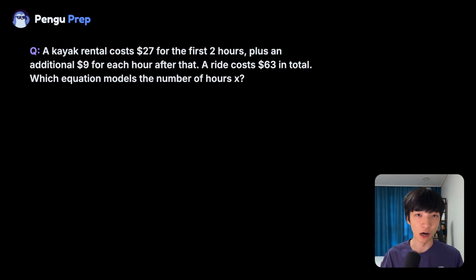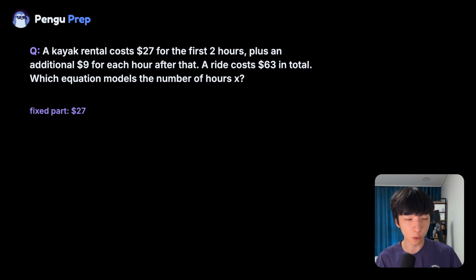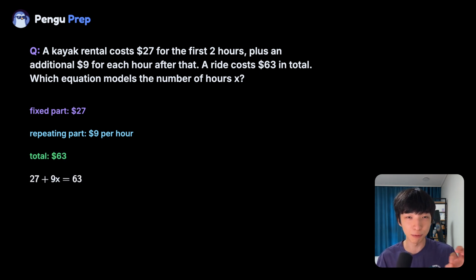Let's look at the variation now. Pause the video and read it first. This problem's pretty unique. The fixed part is $27 and the repeating part is 9x and the total is 63. So you may think that the linear equation is 27 plus 9x equals 63. But this is wrong. Why?